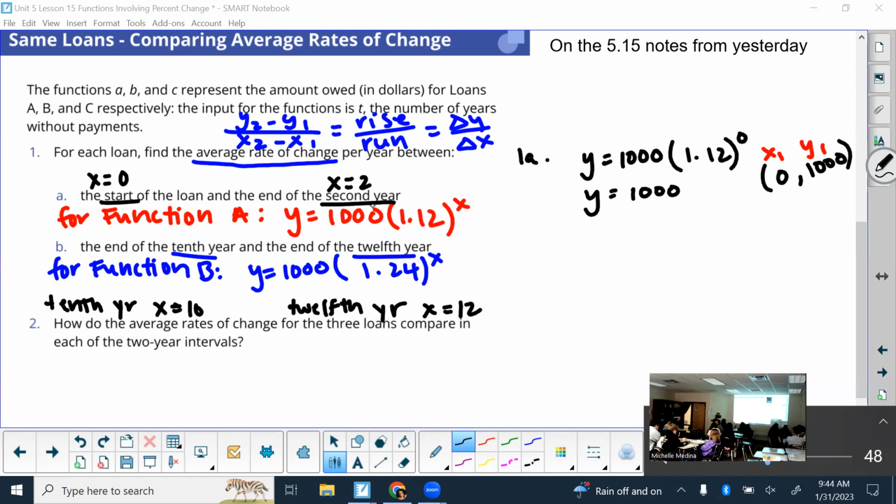For at the end of the second year. We already set this up. We know that x should be 2, so guess what? Guess where we're putting the 2? Class, in the x spot. In the same equation, because we're finding average rate of change for function A. We still haven't found the average rate of change. So we're not on part B yet. So then table 7, when I plug in the 2, what do I get?